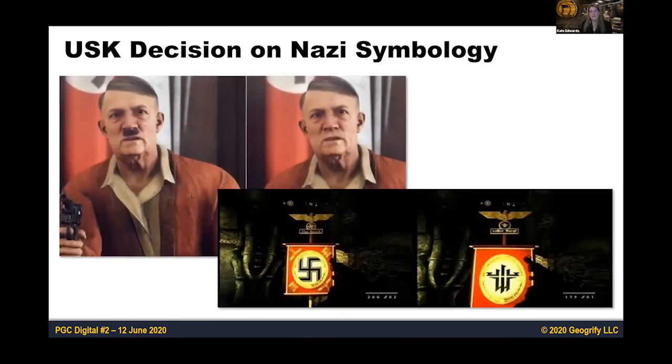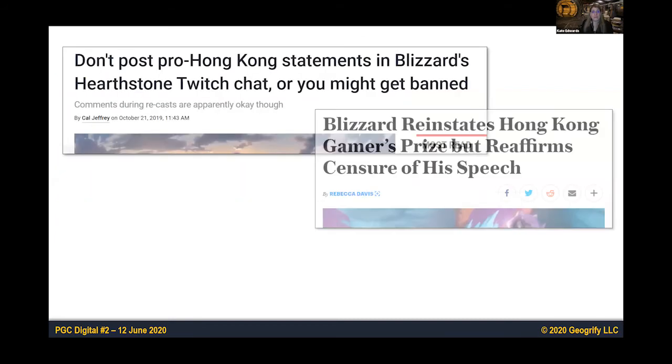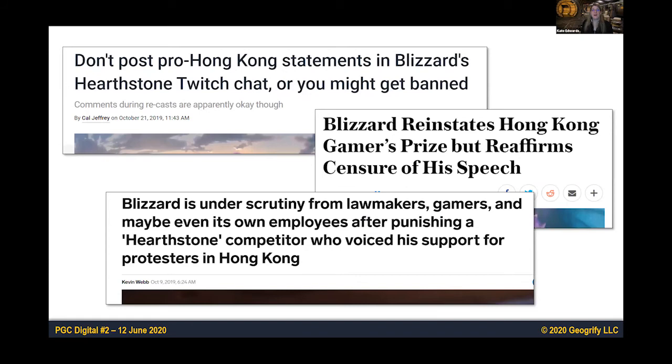For example, the USK, the game rating agency in Germany, a couple of years ago decided that Nazi symbology is now okay, which was a major shift for that ratings agency to make. This is an example from Wolfenstein 2, where on the left, that's what most of the world saw, but in Germany, they saw the other versions without the swastika. Or if you're Blizzard, you learned very quickly last year about the dangers of geopolitics in China and the whole cluster that happened around their Hearthstone tournament. They learned very quickly that you have to have a strategy for this kind of stuff. I'm not even going to go into this. It would take me another couple hours to debrief on what Blizzard did wrong, because they made a huge mistake.